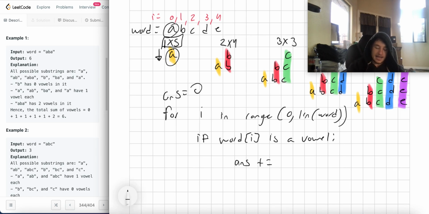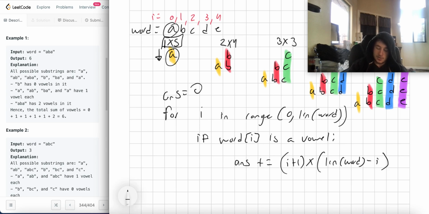well, word of I is 0, so I plus 1 times what? The length of word minus I.